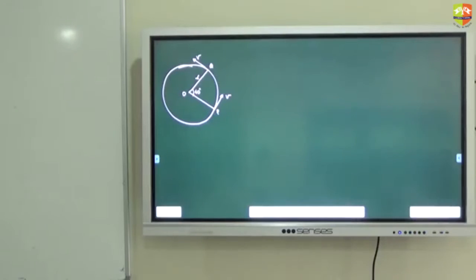9? 2 pi r by 9. 2 pi r by 9. 2 pi r by 9. 2 pi r by 9. 2 pi r by 9.